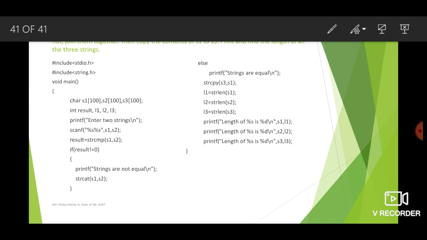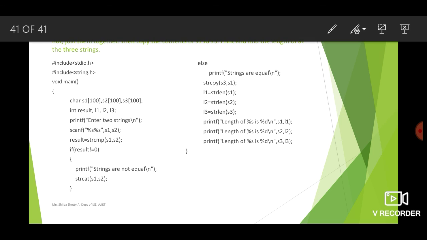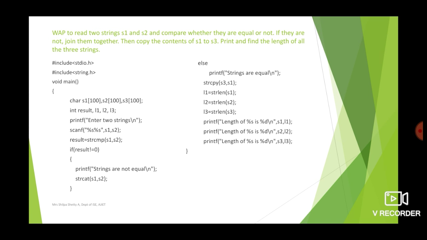So next, printf: enter the two strings. So let us read the two values here: s1 comma s2. Then result is equal to strcmp of s1 and s2. So if the results are not equal, you have to write that the strings are not equal. And then, what is given in the question, you have to check whether it's equal or not. If they are not equal, join them together.